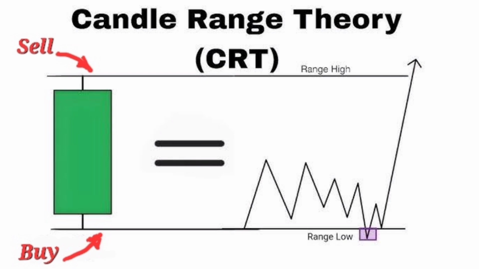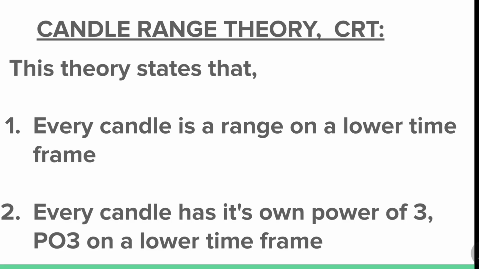Right. So now, what is the candle range theory? The candle range theory states that every candle is a range on a lower time frame, and every candle also has its own power of 3 on a lower time frame.